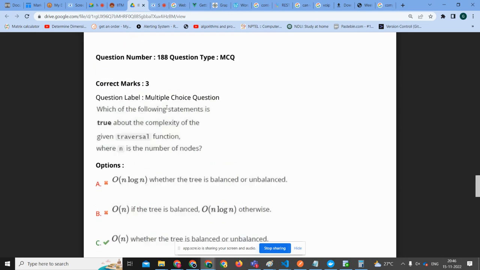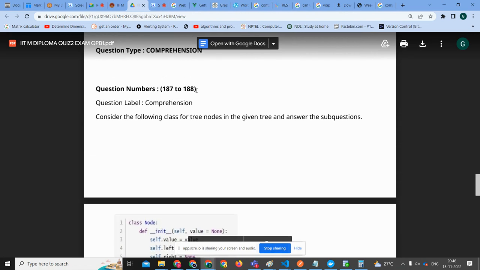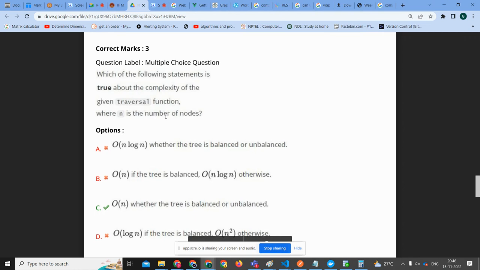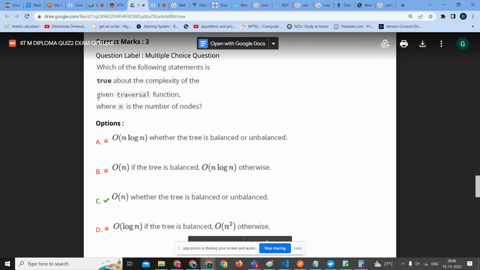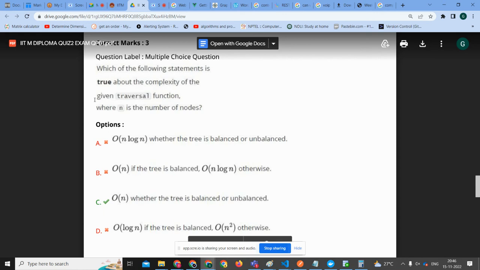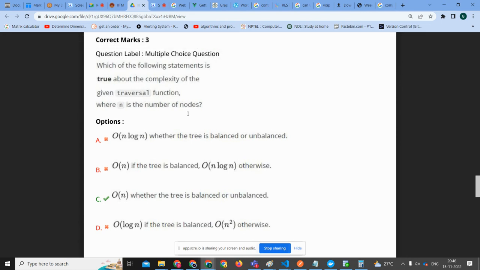Okay, I think this is related to the previous one. They are saying that 17 and 18 are the same. So they are asking for the complexity. It will be O(n). Why O(n)? Because it's going through each and every node. So it will be O(n).